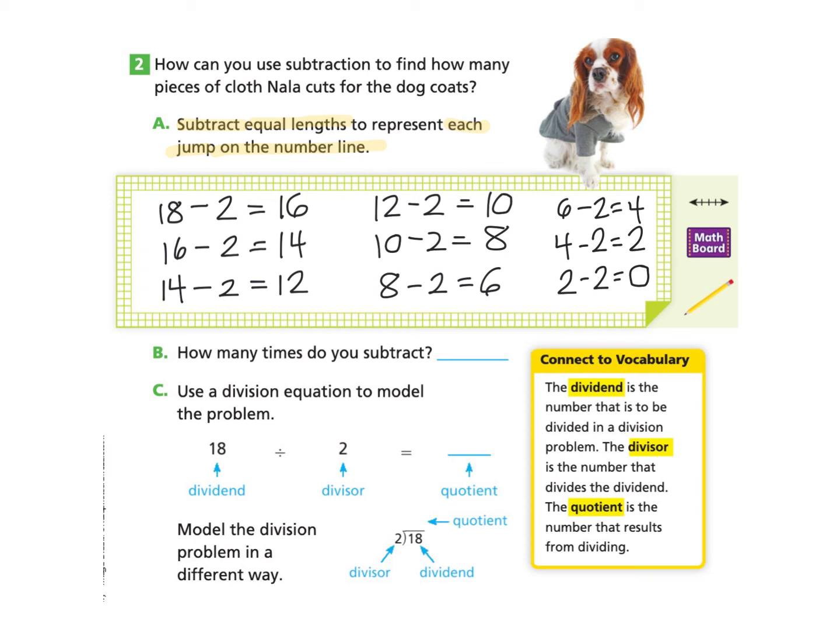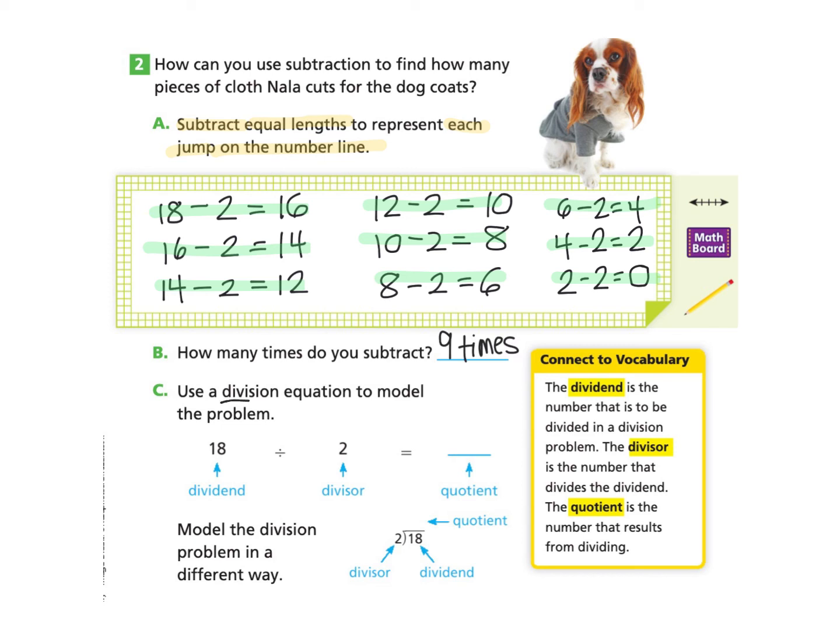So part B asks, how many times did you subtract? And we found that with those jumps, we had subtracted 9 times, but we could count our subtraction facts. 1, 2, 3, 4, 5, 6, 7, 8, 9. So that means that we subtracted 9 times. Let's take a look at part C.